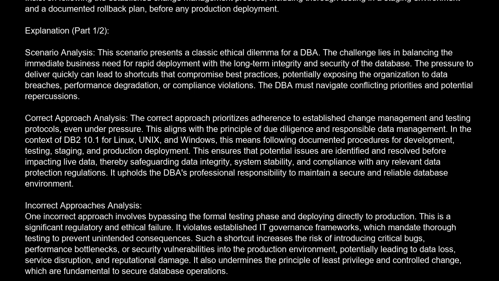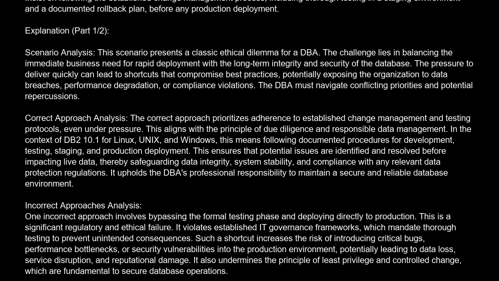Correct approach analysis. The correct approach prioritizes adherence to established change management and testing protocols, even under pressure. This aligns with the principle of due diligence and responsible data management. In the context of DB2 10.1 for Linux, UNIX, and Windows, this means following documented procedures for development, testing, staging, and production deployment. This ensures that potential issues are identified and resolved before impacting live data, thereby safeguarding data integrity, system stability, and compliance with any relevant data protection regulations. It upholds the DBA's professional responsibility to maintain a secure and reliable database environment.